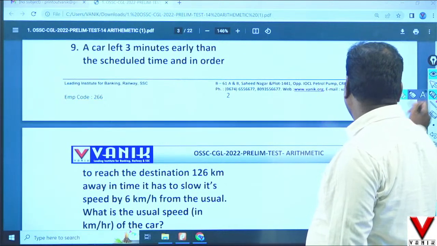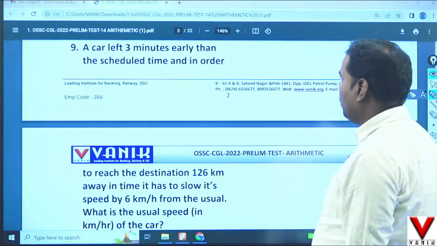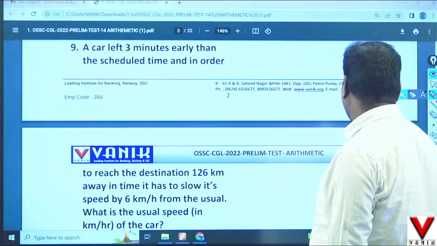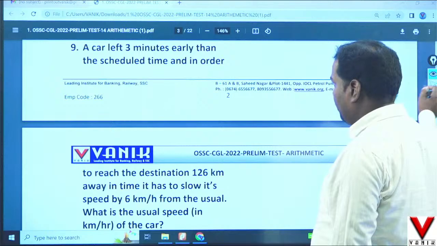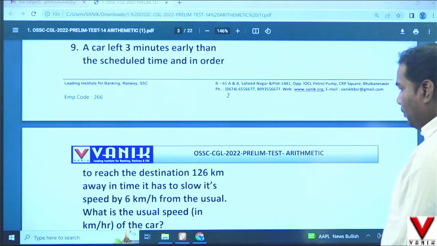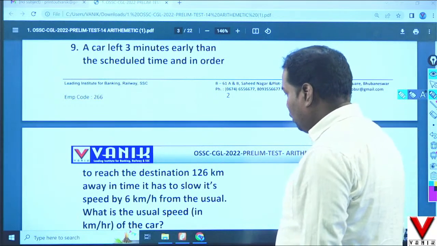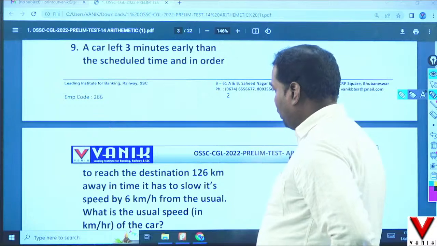Question number 9. A car left 3 minutes early than the scheduled time in order to reach the destination 126 km away in time. It has to slow its speed by 6 km per hour from the usual. What is the usual speed in kilometer per hour of the car?